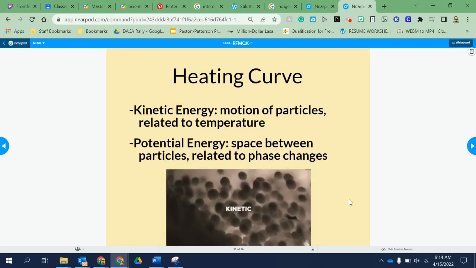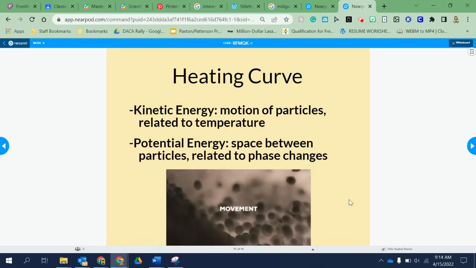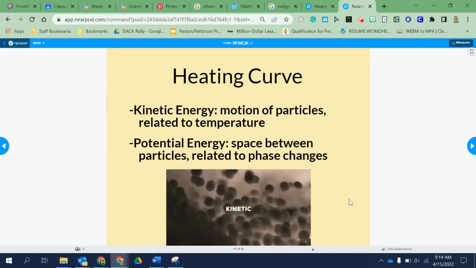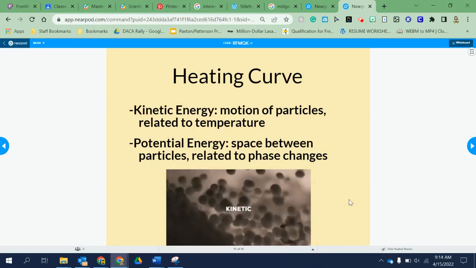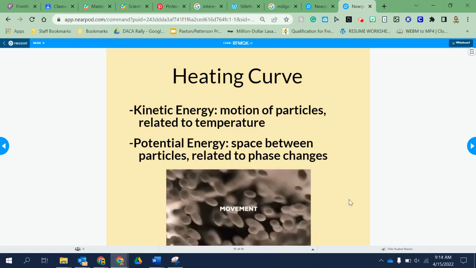All right, so now let's talk about heating curves. So we mentioned we were going to talk about the heating curve as it relates to a graph, right? And seeing at what temperature and time it turns into a solid, which time and temperature it turns into a liquid, and then a gas.